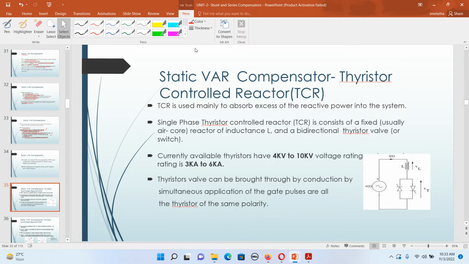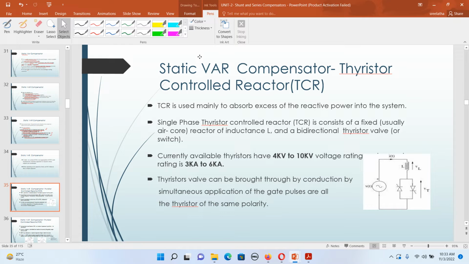So the first item in the static var compensator is the TCR, Thyristor Controlled Reactor. By now you already know this figure of the TCR. You see back to back connected thyristors. The voltage drop across it is VT, and we have an inductor in series with this back to back connected thyristor valve. This is the very simplest figure of our TCR.